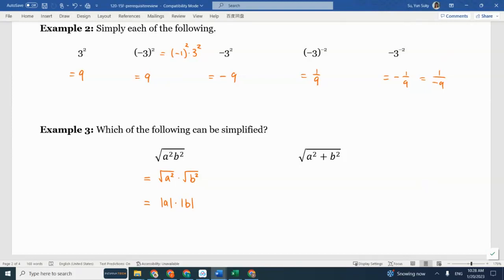Right, everybody? If we have a sum, can we distribute the power? No. So this one cannot be simplified. This is not equal to the square root of a squared plus the square root of b squared, which is a plus b. So this is not equal to a plus b, because this is a sum. We cannot distribute the power. Okay, everybody? Yes, this is very, very important.